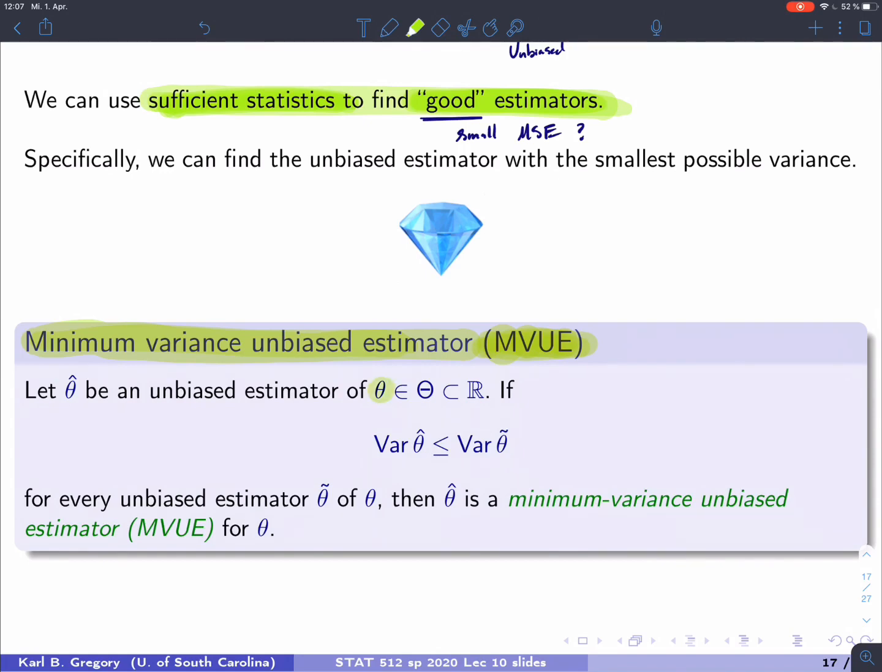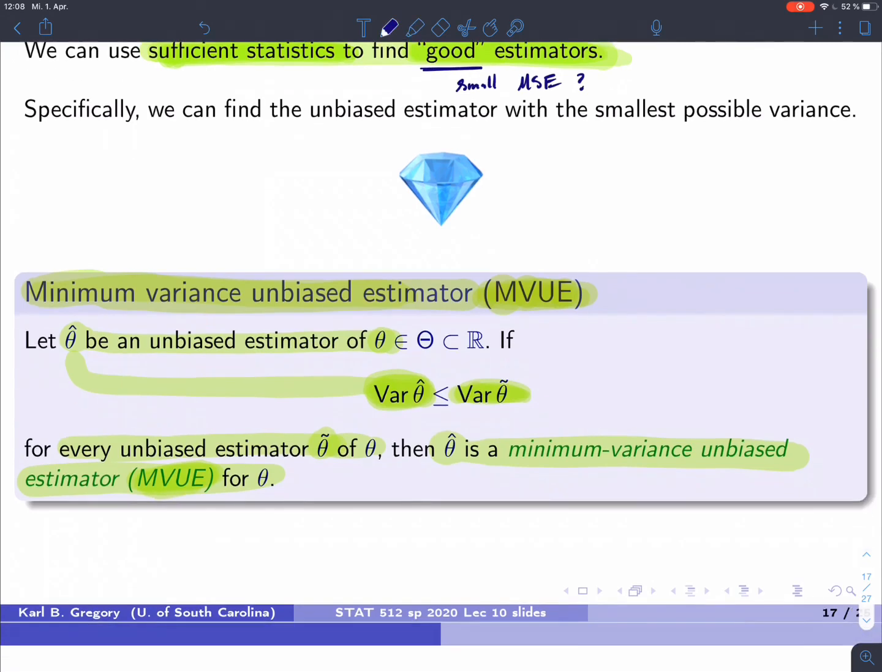Okay, so the definition might look a little confusing. We have theta hat, which is an unbiased estimator of theta. And then suppose theta tilde is some other unbiased estimator of theta. If the variance of our estimator theta hat is smaller than the variance of every other unbiased estimator, then we call theta hat a minimum variance unbiased estimator for theta, or MVUE.